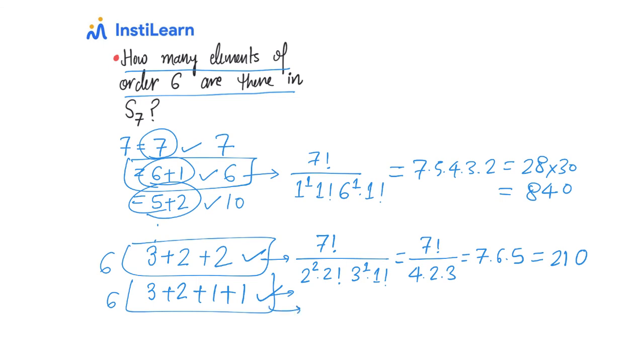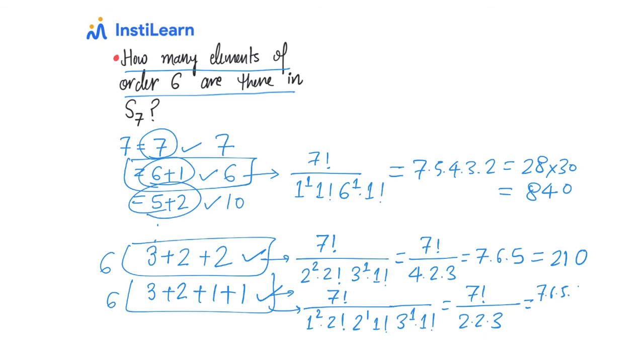And for 3 plus 2 plus 1 plus 1, this will be equal to 7 factorial divided by, there are two 1's, so 1 squared into 2 factorial. There is one 2, so 2 to the power 1 into 1 factorial. There is one 3, so 3 to the power 1 into 1 factorial. So basically we are looking at 7 factorial divided by 2 into 2 into 3. So this will be equal to 7 into 6 into 5 into 4. 3 and 2 will cancel, there is a 2, so this will be 2. So this is 42 into 10, so 420.